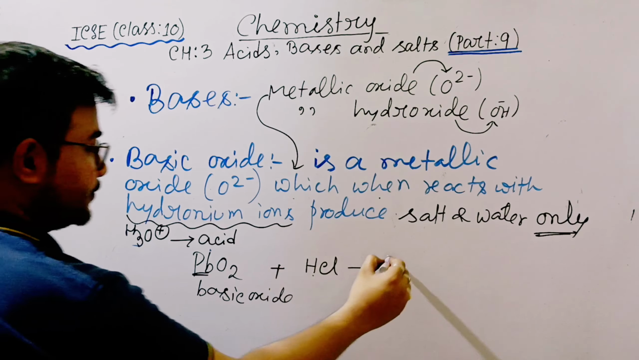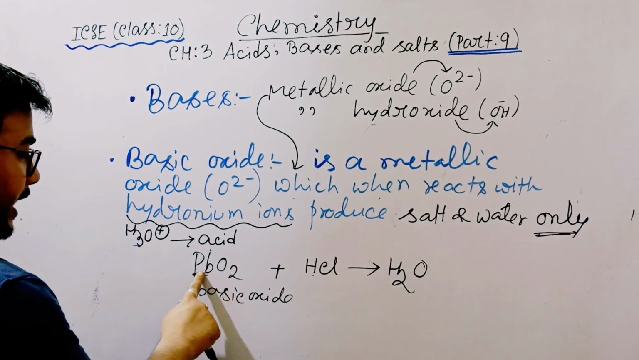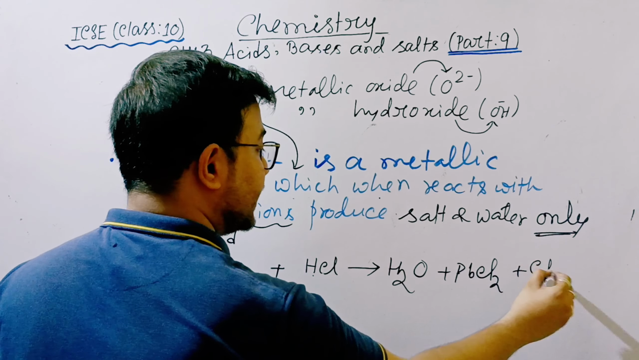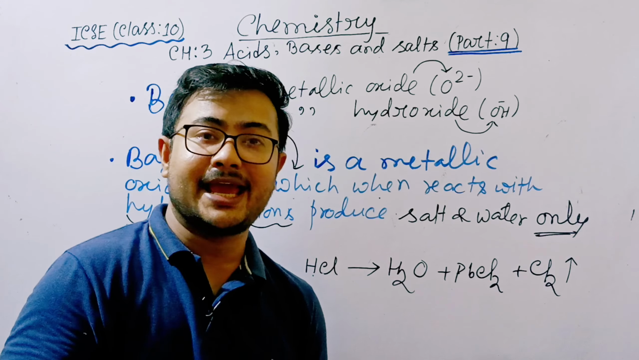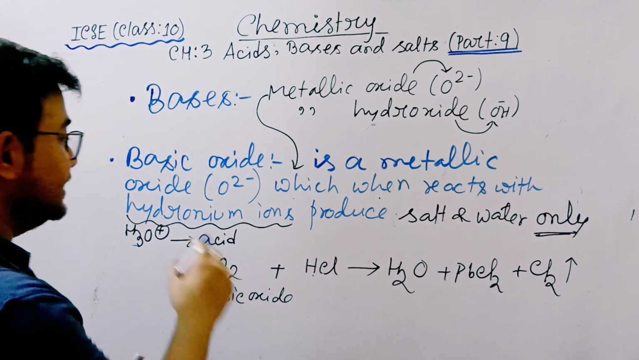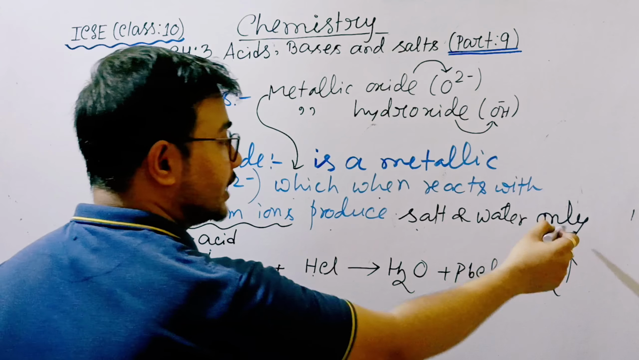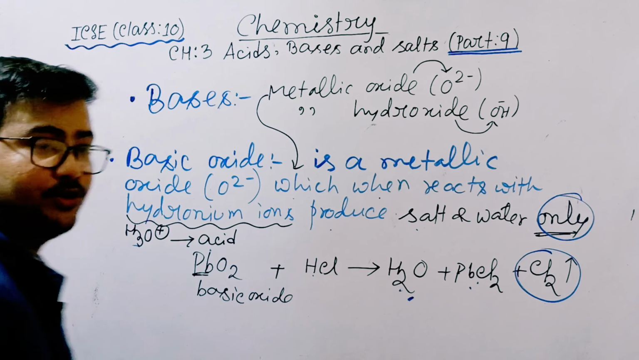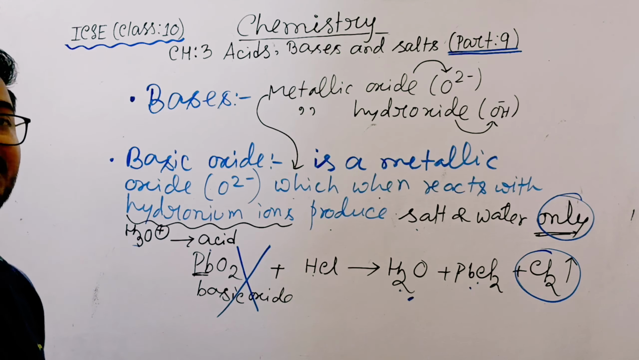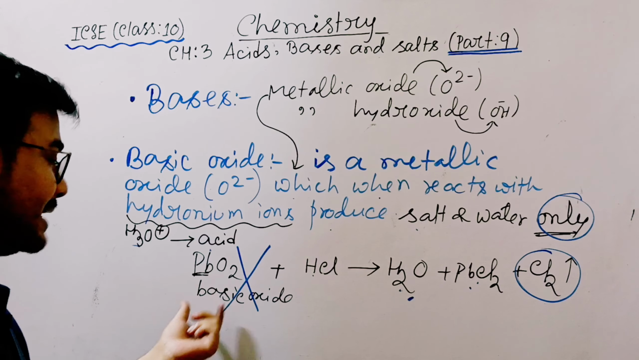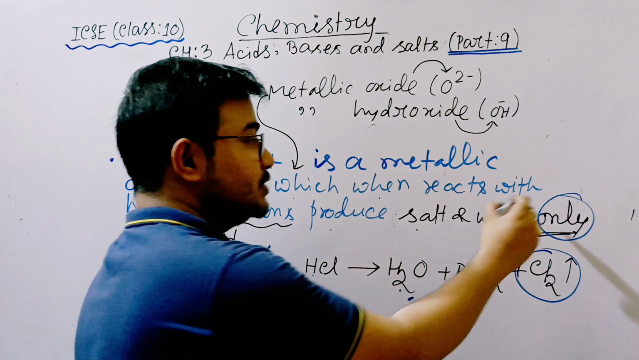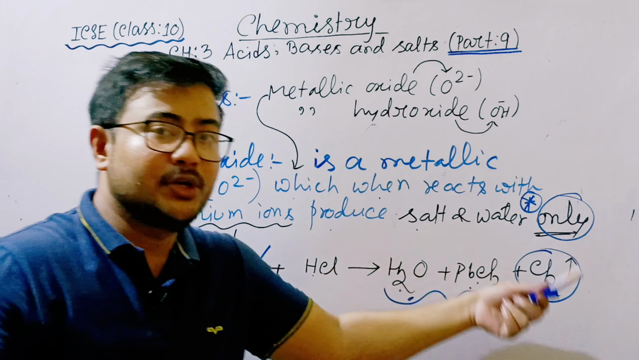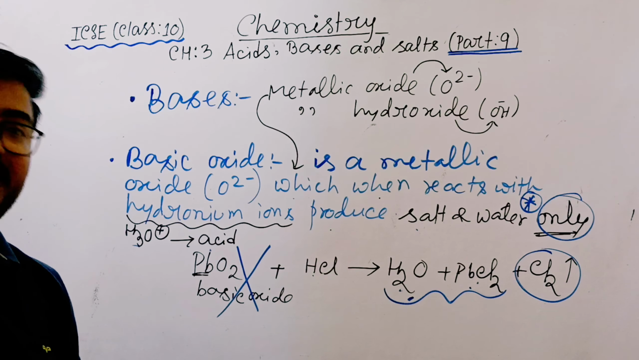See, water, H2O and PbCl2. But in this reaction, along with it chlorine gas will form. But what is the definition? Produce salt and water only. But here, along with salt and water, extra chlorine will produce. So that's why it is not considered as a base or as a basic oxide. Do you understand? So this word only is very, very important. Only these two will form. If anything extra will form, it is not considered as a basic oxide.